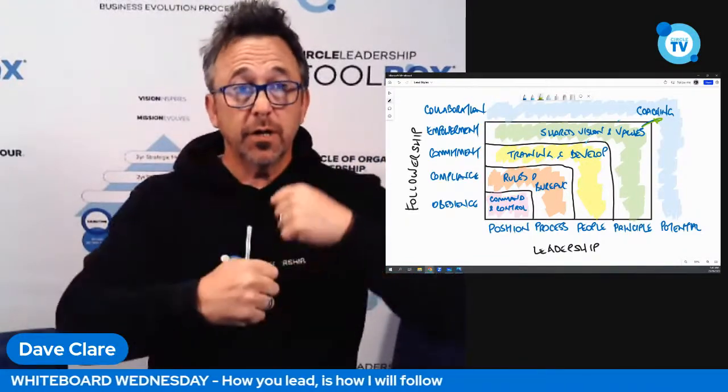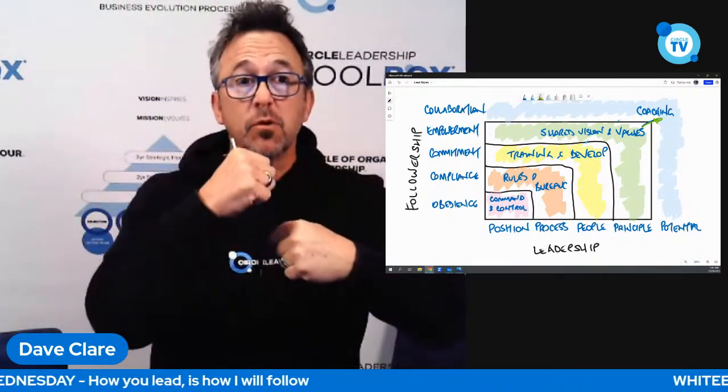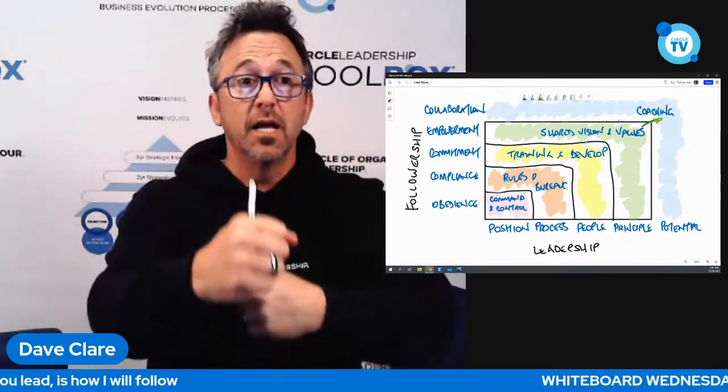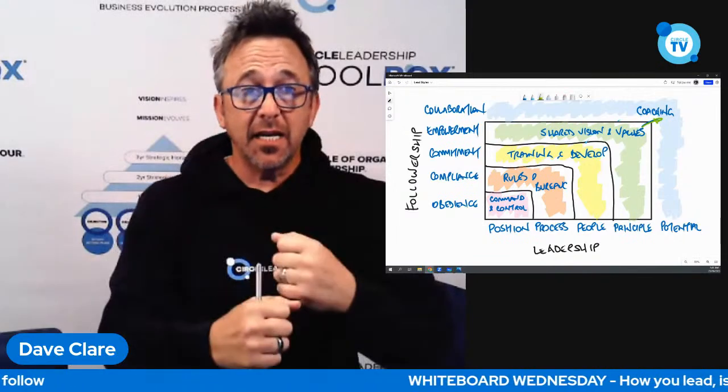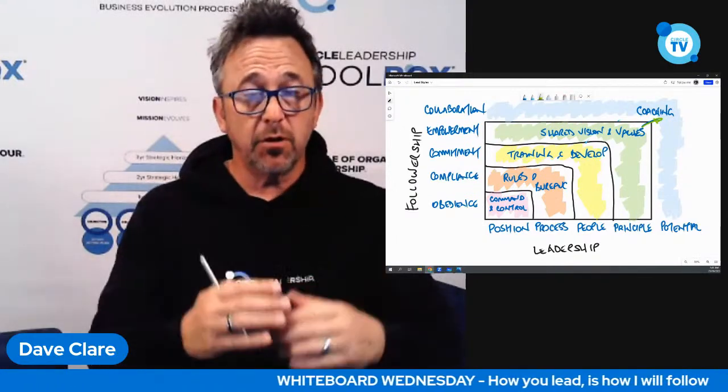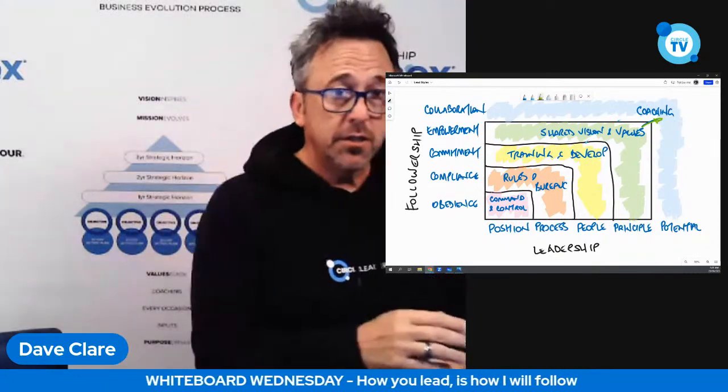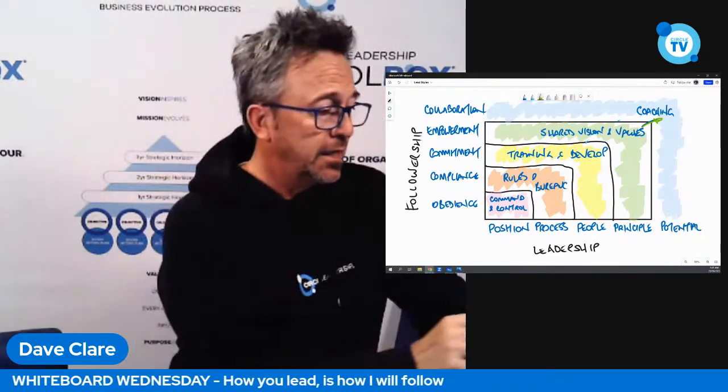But the more you allow those learning and coaching moments to happen, guess what? The more momentum your organization gains. The more momentum your organization gains, the faster it learns, the faster it evolves. So these are the different leadership styles that you can have in your organization.